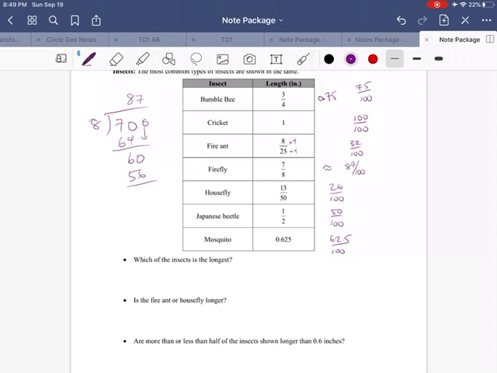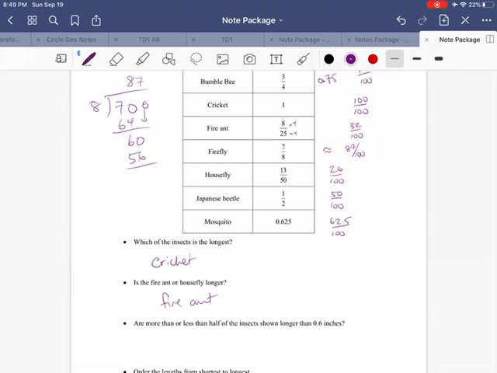Okay, so now since they're all out of 100, we've got our percentages, we can figure out which one is the least, greatest, and so on. So the longest appears to be the cricket at 100 out of 100. Is the fire ant or housefly longer? Fire ant's 87 out of 100. The housefly's 26, so the fire ant.